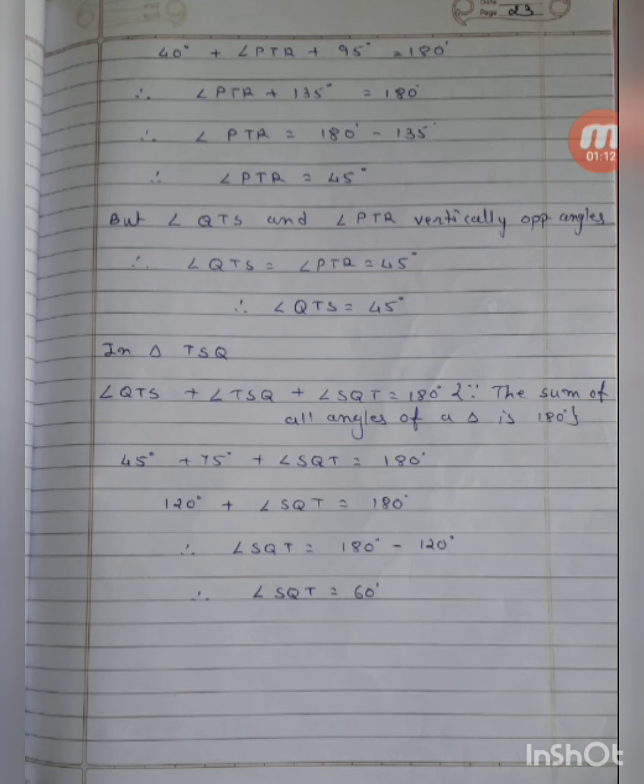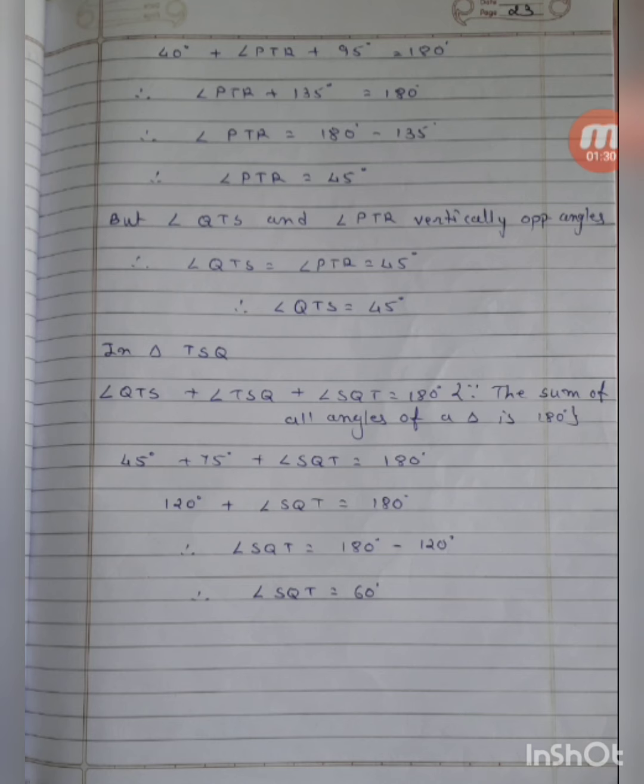But angle QTS and angle PTR are vertically opposite angles. So, angle QTS is equal to angle PTR, which is equal to 45 degrees, because the measurements of vertically opposite angles are equal. So, angle QTS is equal to 45 degrees.